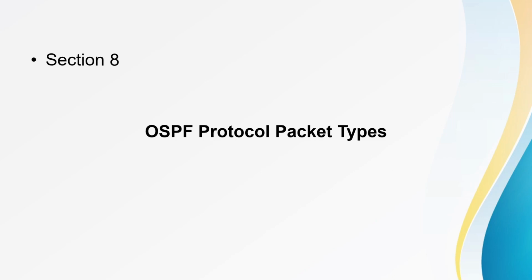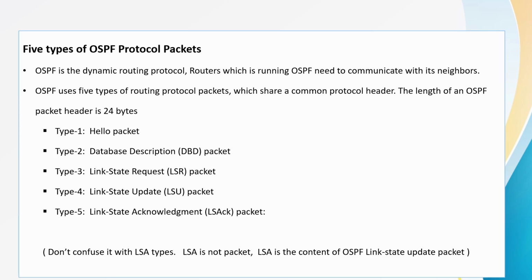In this video, we will be talking about the OSPF protocol packet types. OSPF has 5 types of OSPF protocol packets. OSPF is a dynamic routing protocol. Routers running OSPF need to communicate with their neighbors. OSPF uses 5 types of routing protocol packets, which share a common protocol header. The length of the OSPF packet header is 24 bytes. Below is a list of the 5 types of OSPF protocol packets.